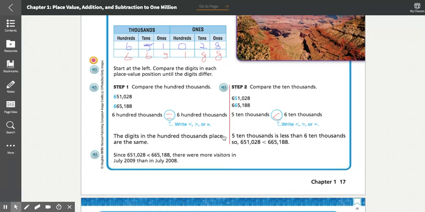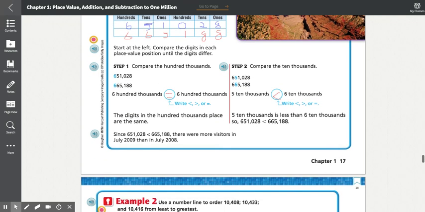The digits in the 100,000th place are the same. However, the digits in the 10,000th place are different. 5 10,000s is less than 6 10,000s. So therefore, we can say that 651,028 is less than 665,188. So there were more visitors in July 2009 than in July 2008. Make sure you complete this page in your Go Math workbook.